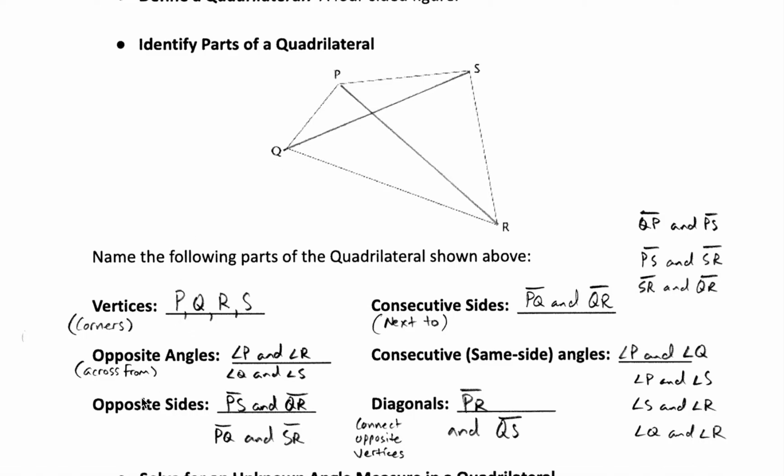And we can also have opposite sides, which again are just sides that are across from each other. So for example, side PS is opposite from side QR. And on the other side, side PQ is opposite from side SR.